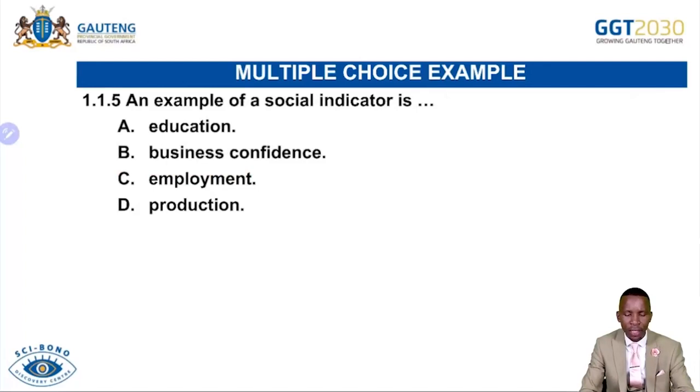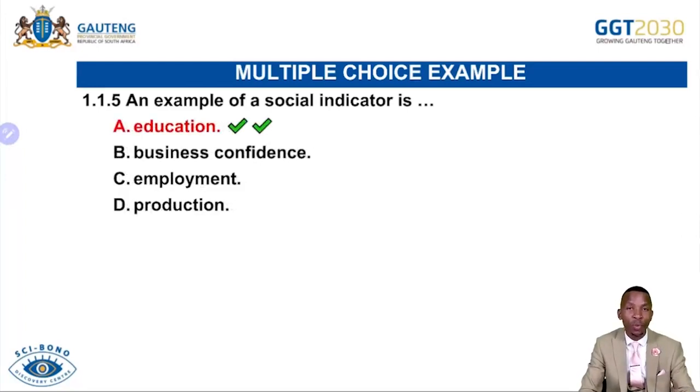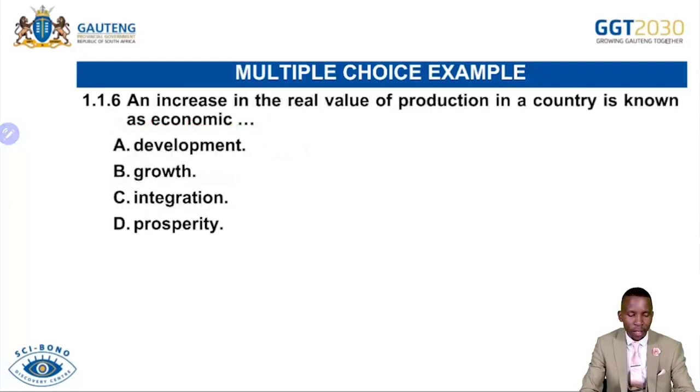And then an example of social indicator is dash. Remember, you know the list of social indicators. So given these options, you know about 6 of them. Let's see, education, business confidence, employment, production. Then we go straight and look for any social indicator in there, which will be education, and education becomes correct for you. And then an increase in real value of production in a country is known as economic dash. So value of production, meaning economic activities or productive capacity of the country. Then you look for the response: development, growth, integration, and prosperity. And then you know the increase in productive capacity in the country. Then you go straight and choose economic growth.